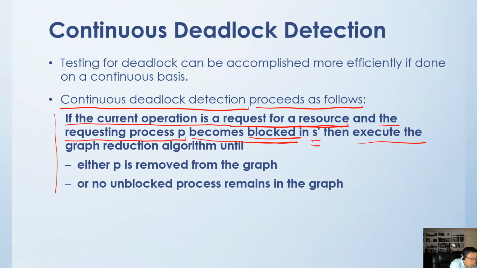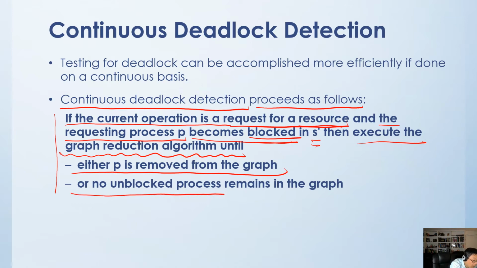Then we have to execute the graph reduction algorithm until one of these 2 cases happens. Either P is removed from the graph, then we stop the graph reduction algorithm, or no unblocked process remains in the graph, then we stop. Let's see how we're going to use this approach to do the continuous testing.